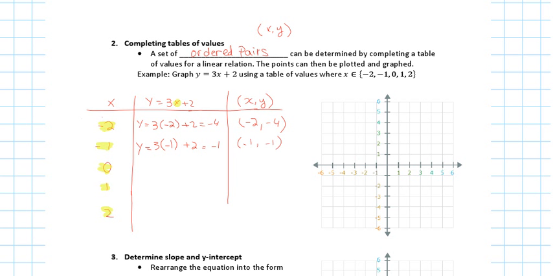Okay. Y equals 3 times what? Plus 2. 3 times 0 is 0. Add 2, 2. So your point is going to be 0, comma 2.